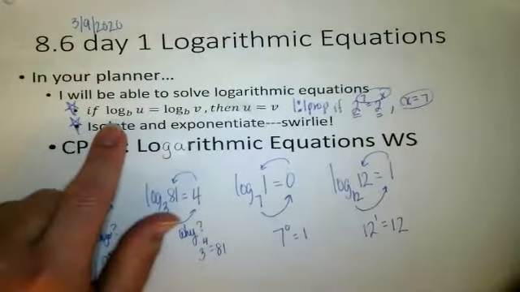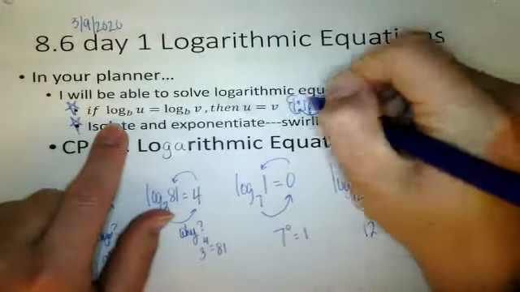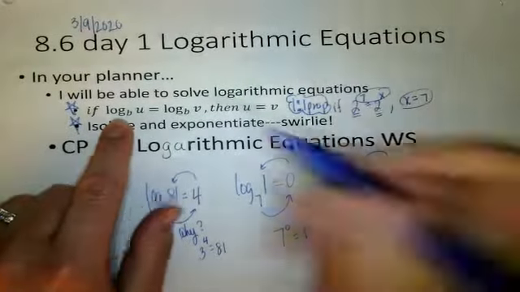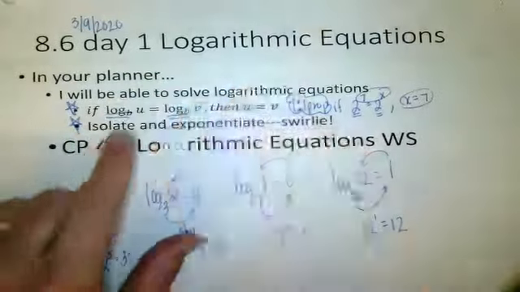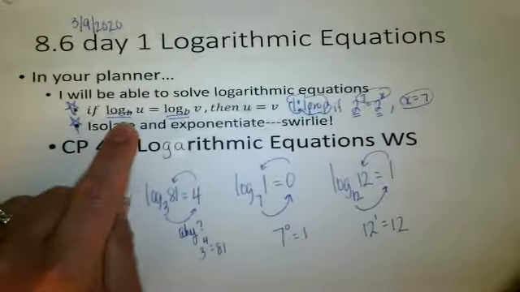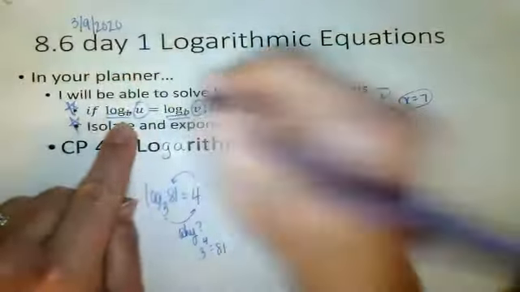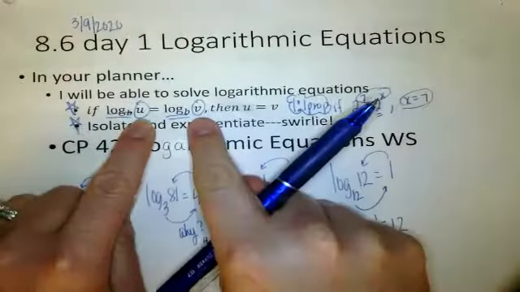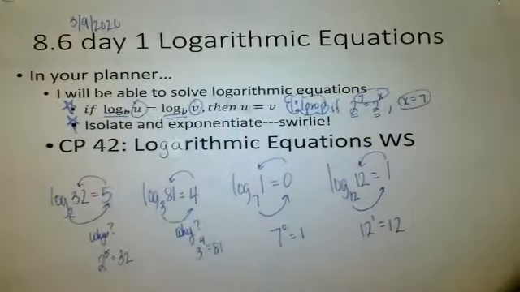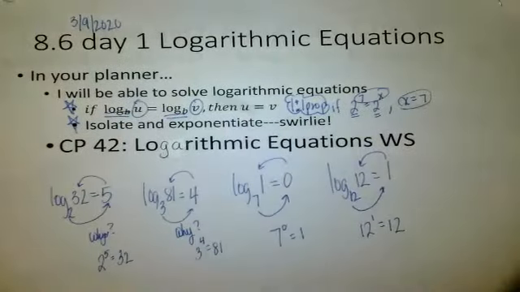We used the one-to-one property with exponents. It works the same way with logarithms. If the logs match, then the arguments must match. U must equal V. And so that's the one-to-one property, and it applies here for logarithms. So if you have a log equal to a log, it's super easy to solve.